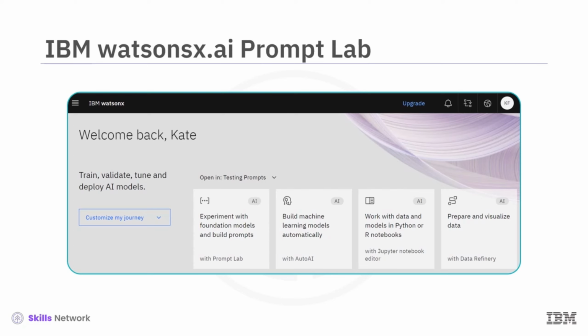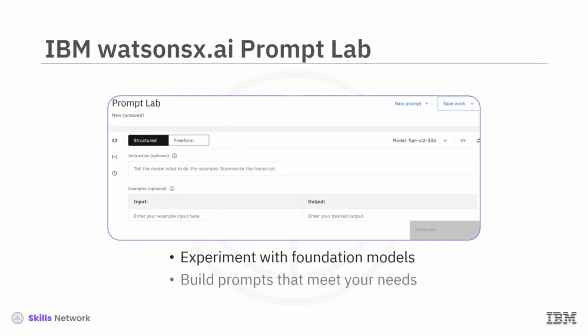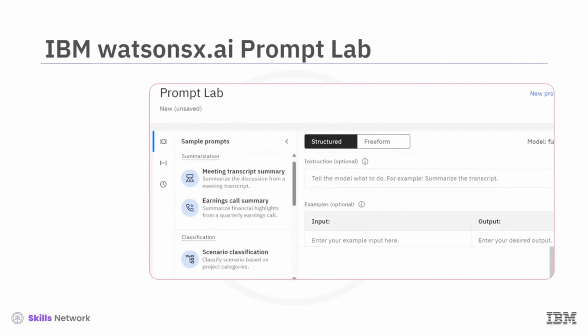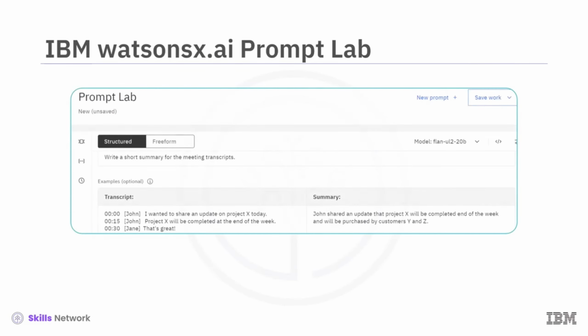Let's start with IBM WatsonX.ai, a platform of integrated tools to train, tune, deploy, and manage foundation models easily. The platform includes the Prompt Lab tool that enables users to experiment with prompts based on different foundation models and build prompts based on their needs. To help you get started, Prompt Lab provides sample prompts for different use cases, including summarization, classification, generation, and extraction. To create prompts specific to your needs, you can train a model by adding instructions and examples to show the model how to respond to the input.